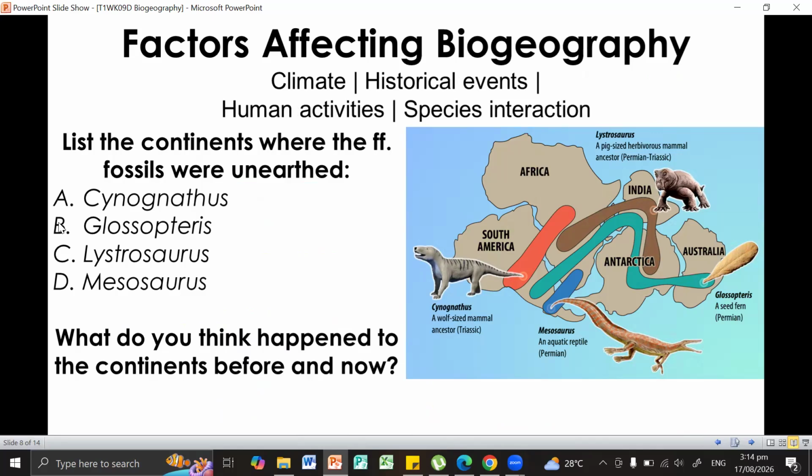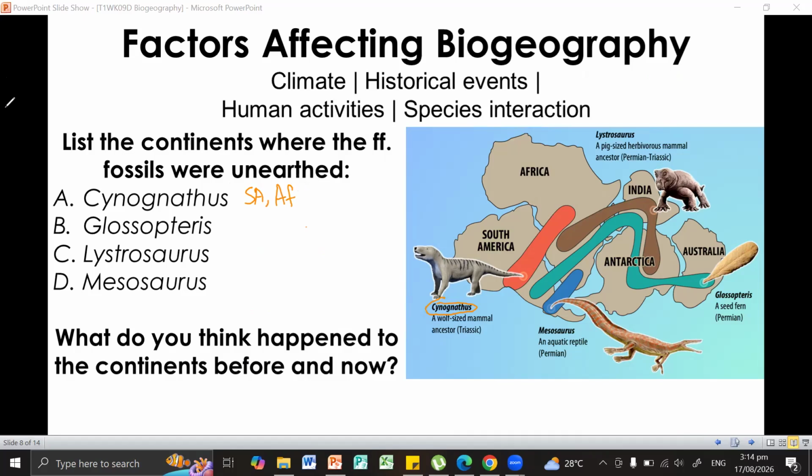So now, let's list the continents where the following fossils were unearthed. Let's start with Cynognathus first. Cynognathus is a wolf-sized mammal ancestor during the Triassic times, no? And it is found in two continents, South America and Africa.